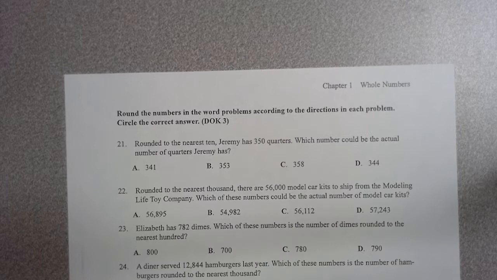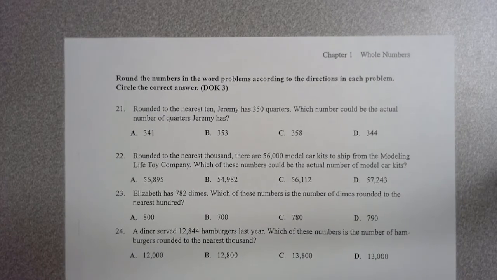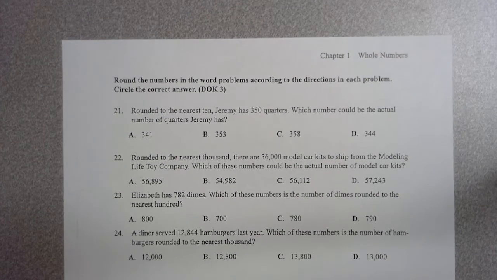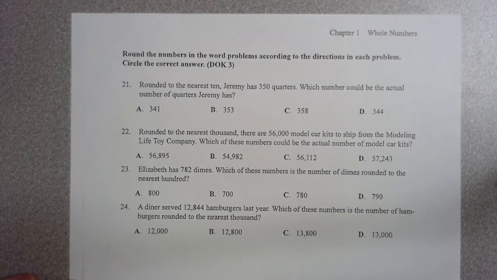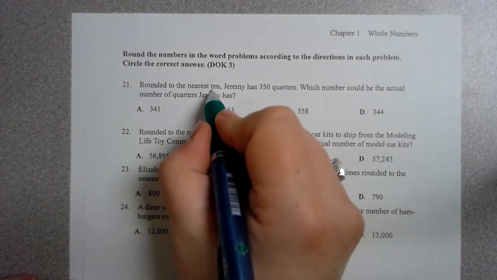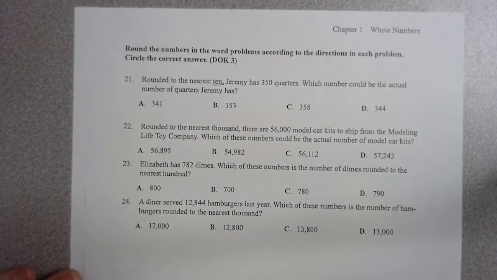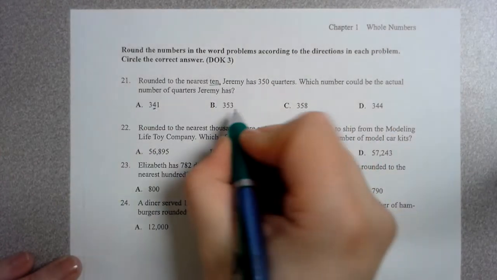Okay, so the back side, it says round the numbers in the word problems according to the directions in each problem. Circle the correct answer. Okay, it says rounded to the nearest 10, Jeremy has 350 quarters. What number could be the actual number, let's see, of quarters Jeremy has? Okay, so we rounded to the nearest 10. Okay, so let's go ahead and underline all the numbers in the tens place.